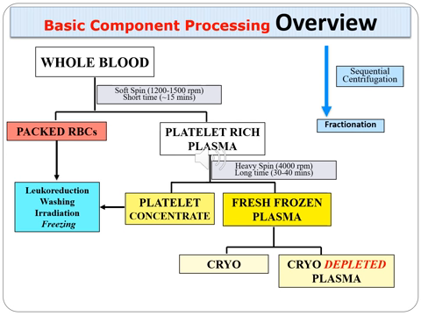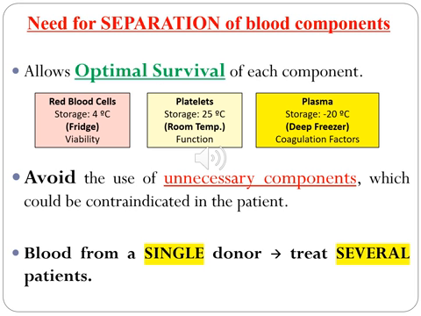The process starts with a whole blood unit, which is centrifuged to separate it into different components, namely the packed RBCs, platelet concentrate, fresh frozen plasma, which can be used as is or further separated into cryo and cryo-depleted plasma. So what is the need to separate blood into its components? First, it allows optimal survival of each component.